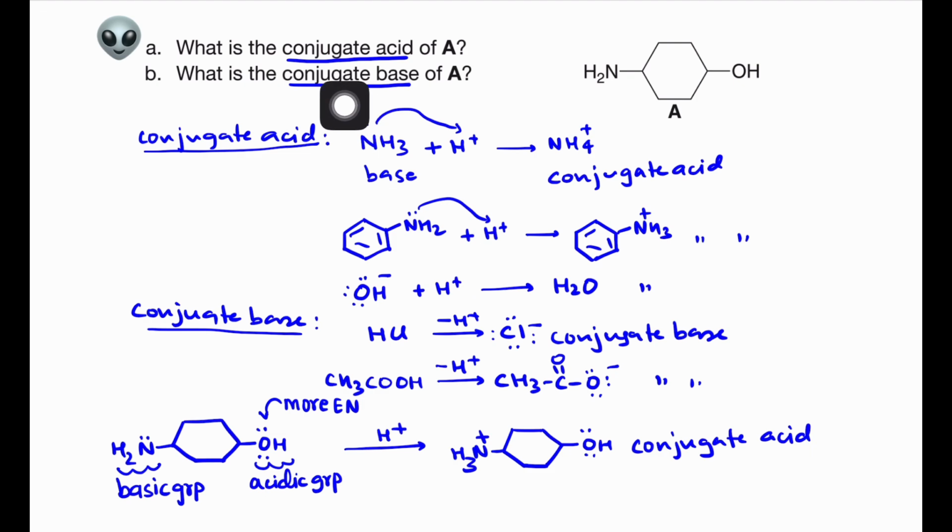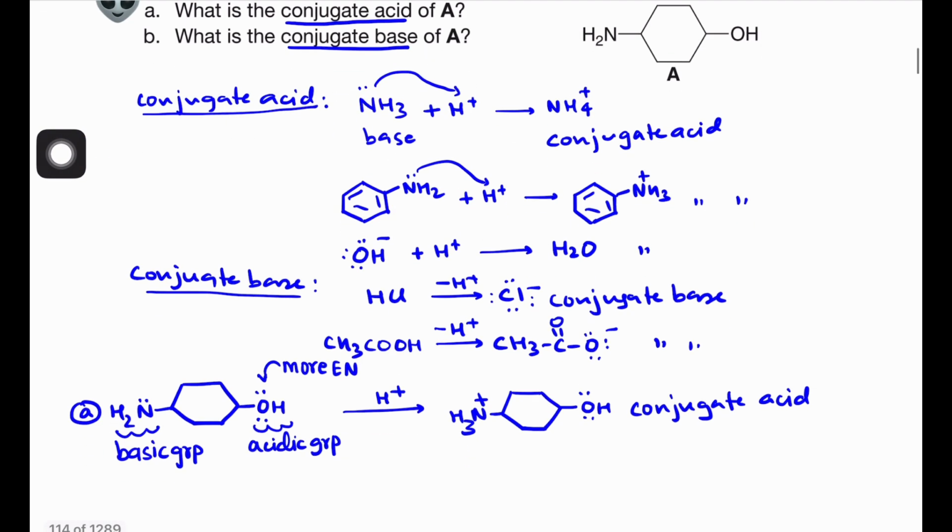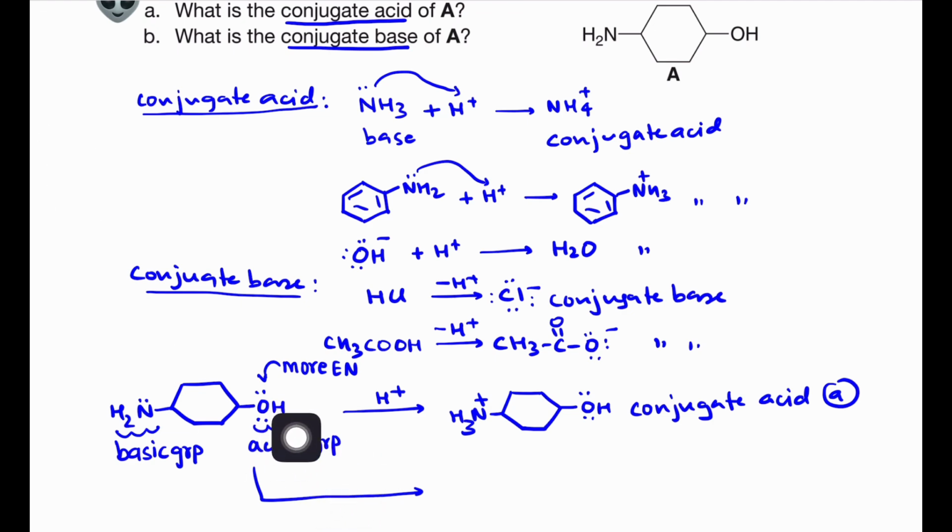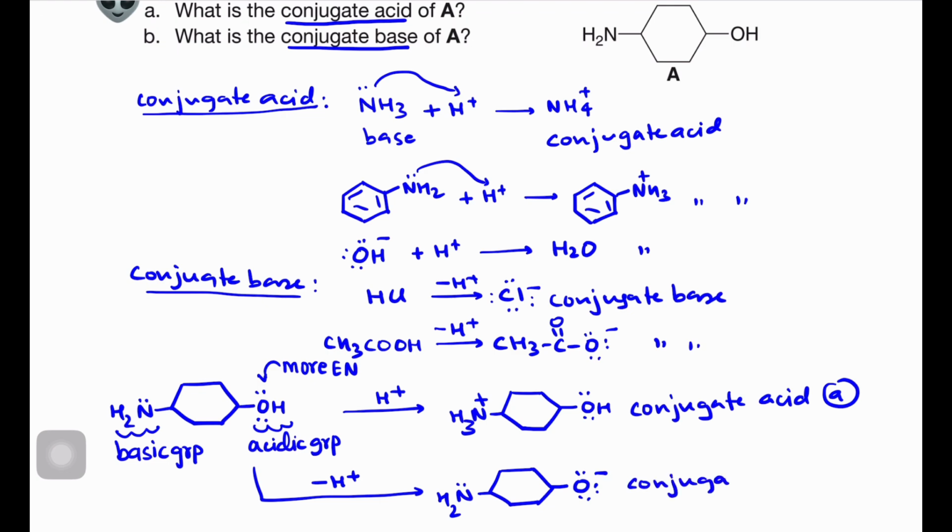Now, coming to the conjugate base of A, the second part. This is the first part. For the second part, we will not give anything to this, we will remove H+ from this, okay. So which is the acidic group? OH, that will be losing H+, right? So what will we get? NH2 with O minus, O negative, this one. That is what the conjugate base is.